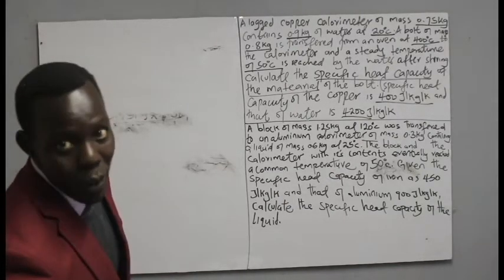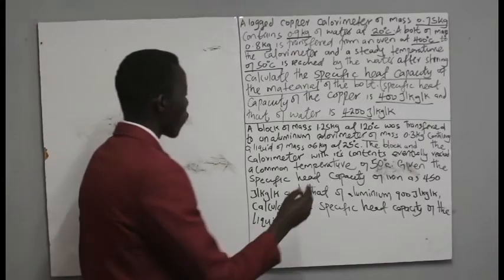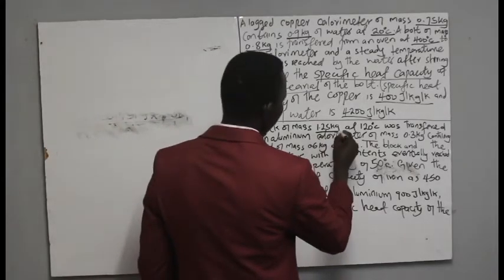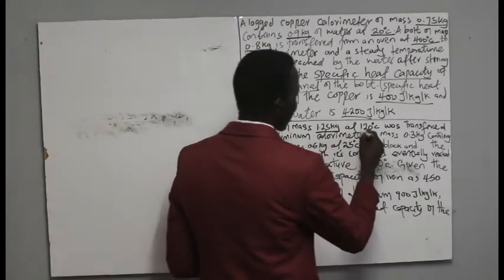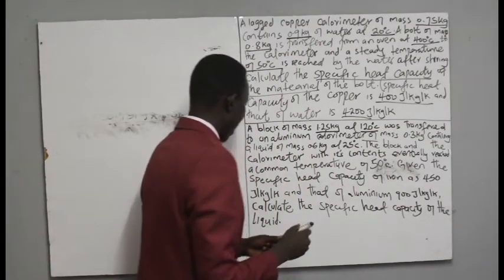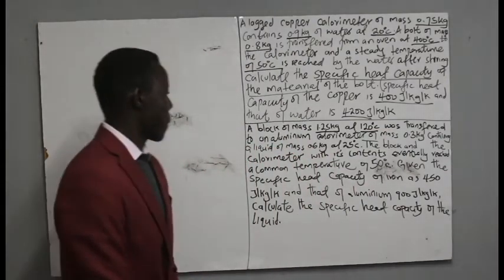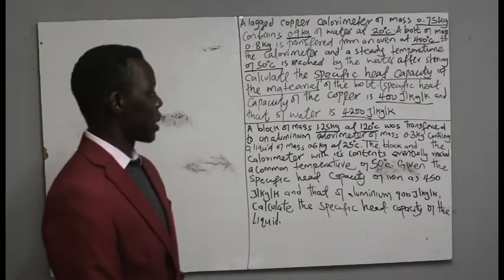I say that anytime we are doing this, we mark the keywords. A block of mass 1.25 kilogram at 120 degrees Celsius was transferred to an aluminium calorimeter of mass 0.3.